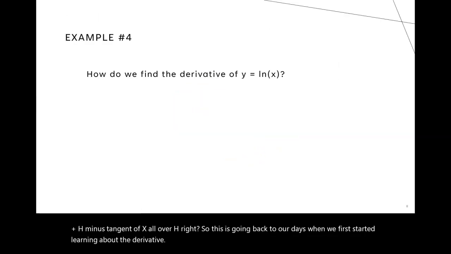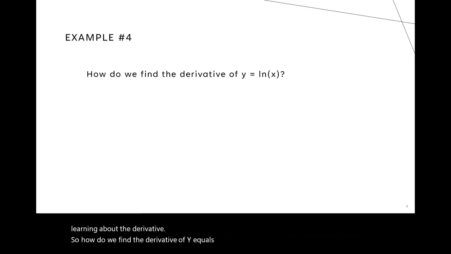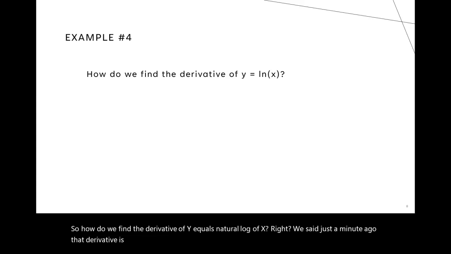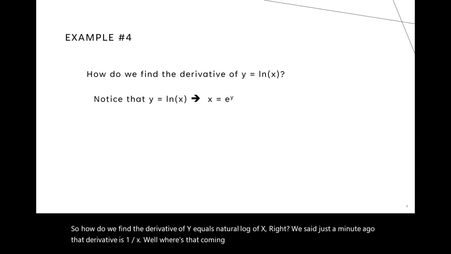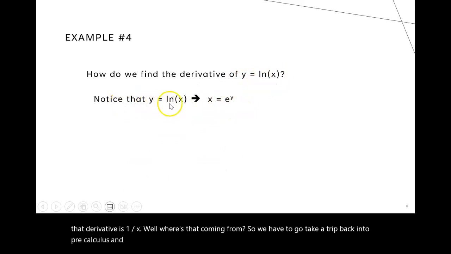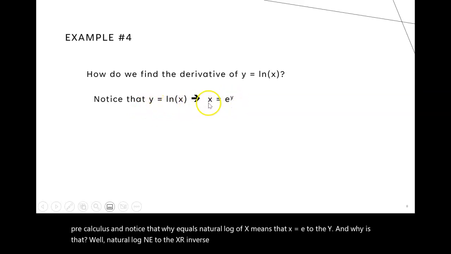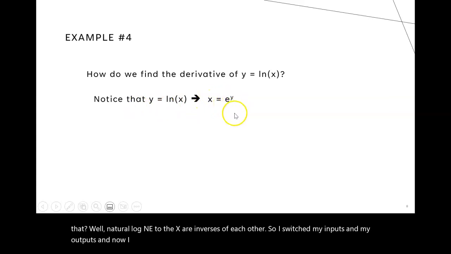All right, so how do we find the derivative of y equals natural log of x? We said just a minute ago that the derivative is 1 over x. Well, where's that coming from? So we have to take a trip back into pre-calculus and notice that y equals natural log of x means that x equals e to the y. And why is that? Well, natural log and e to the x are inverses of each other. So I switch my inputs and my outputs, and now I get x is equal to e to the y.